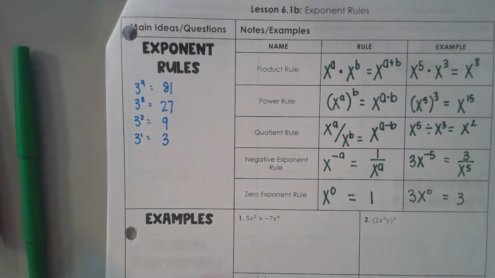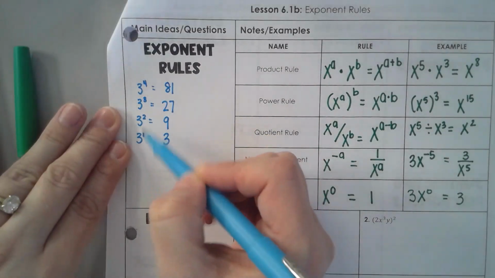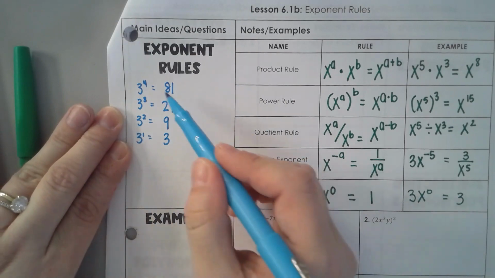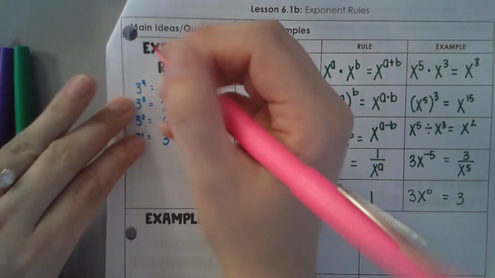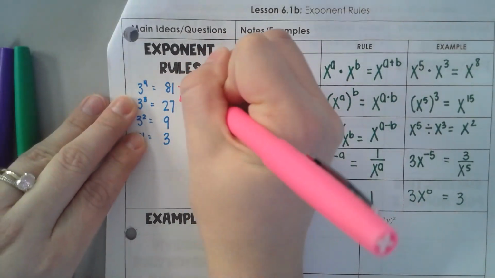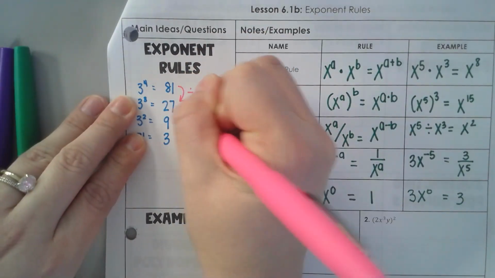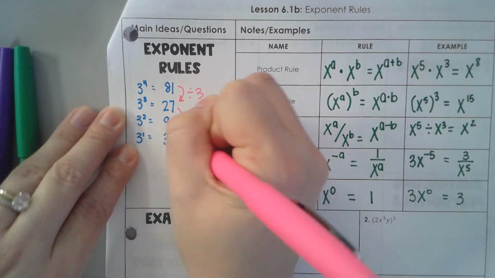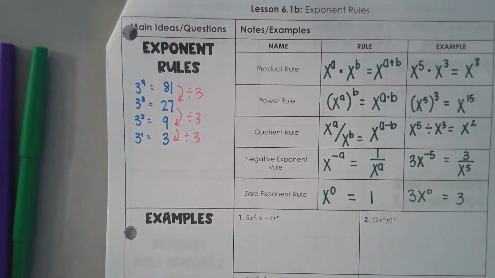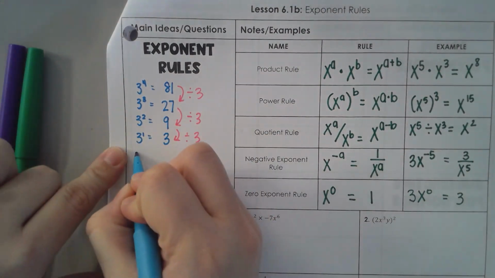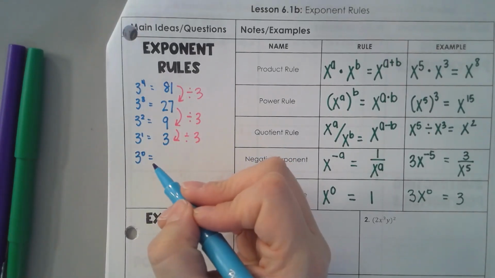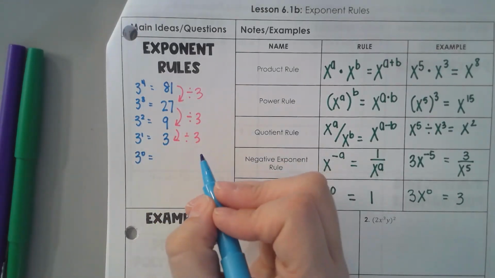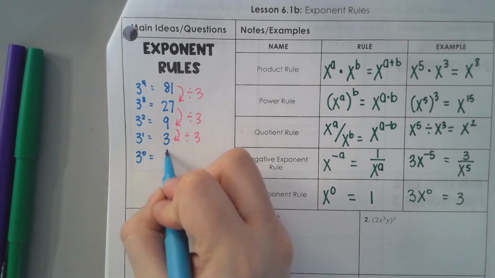So as I am decreasing my exponent by 1, what's happening to these numbers on the side? I'm dividing by 3. And that pattern would continue and continue. So if I go down my list, my next one will be 3 to the 0 power. What's 3 divided by 3? 1, not 0.